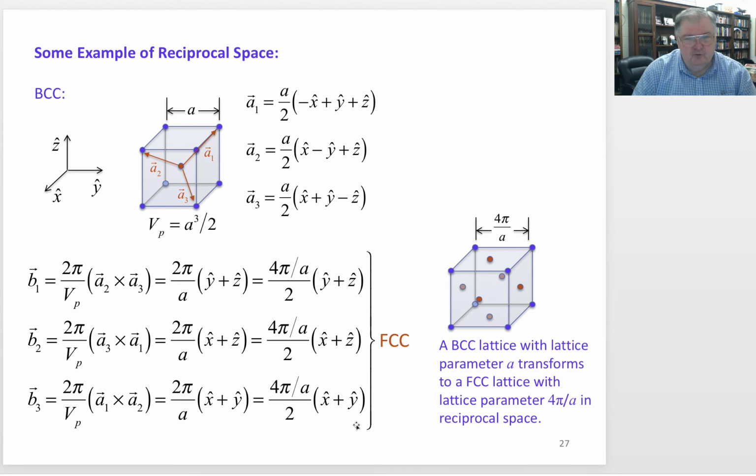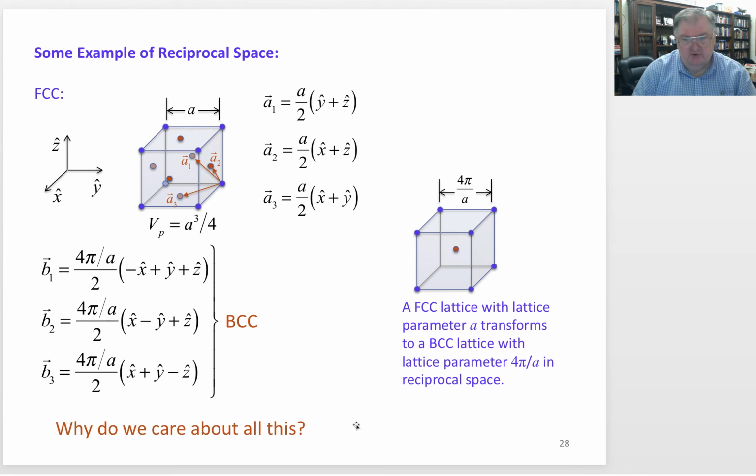I'll show you the result, but I'll let you guess what happens when you take for your direct lattice a face-centered cubic. In reciprocal space, it's going to be a body-centered cubic. And indeed, here is a face-centered cubic unit cell. Here are the three lattice vectors for the primitive unit cell. I'll let you go ahead and compute B1, B2, and B3 for yourself. And this is a body-centered cubic. So once again, in words, a face-centered cubic lattice with lattice parameter A transforms into a body-centered cubic lattice with lattice parameter 4 pi over A in reciprocal space.